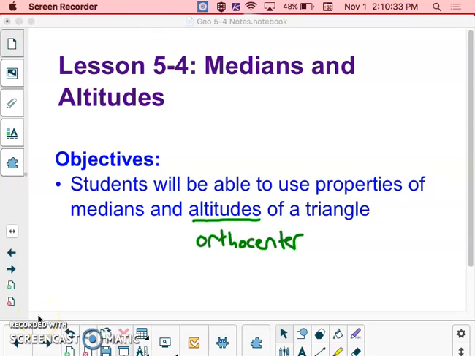Welcome to the Geo video for 5-4B. It's concerning altitudes and where they meet. They meet at a place called the Orthocenter. So I'm going to show you a couple quick things about how to find it, what type of lines make it, and maybe even how to graph it. So let's go right in.